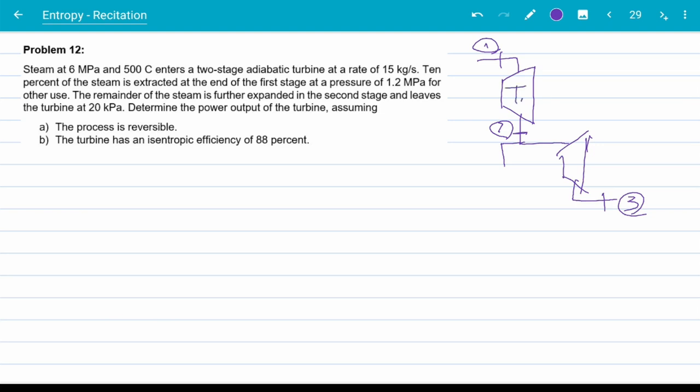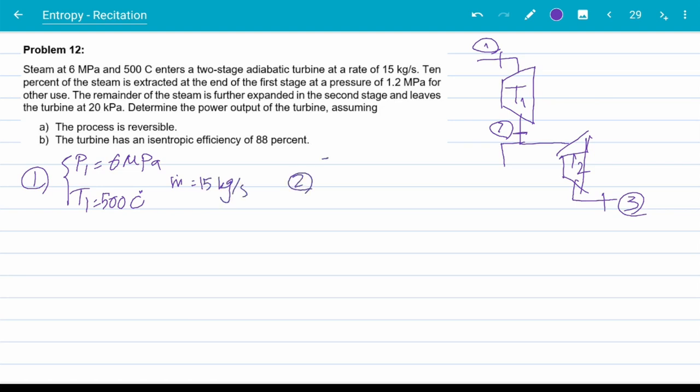So this is turbine stage 1, this is turbine stage 2. Again, let's list all the things that we know. At state 1, at the entrance of the turbine, I know pressure is 6 megapascals and temperature is 500 degrees Celsius. Also, m dot is 15 kilograms per second.